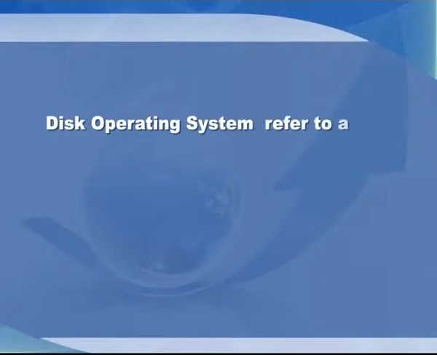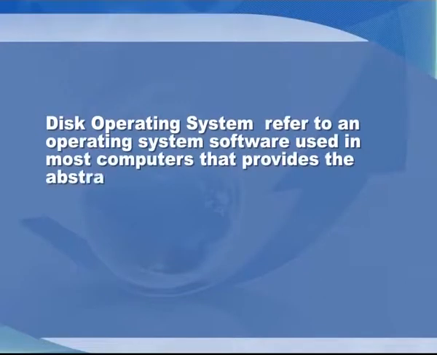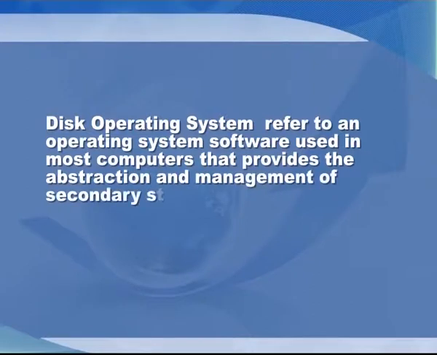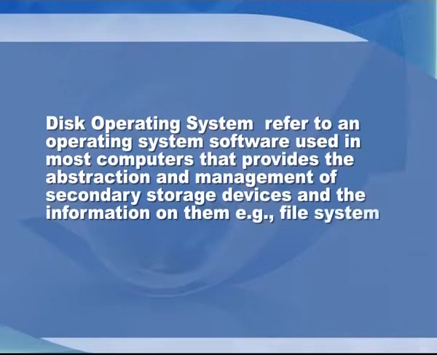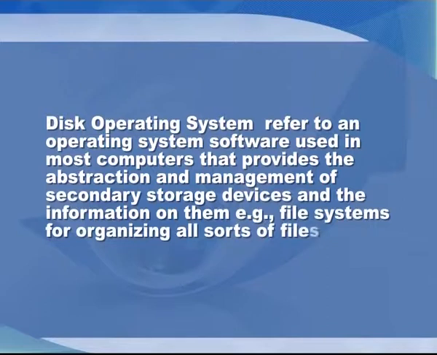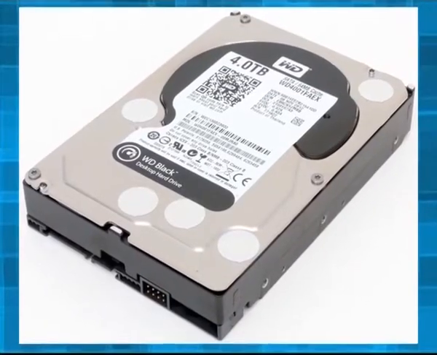Disk operating system refers to an operating system software used in most computers that provides the abstraction and management of secondary storage devices and the information on them. For example, file systems for organizing all sorts of files. Such software is referred to as a disk operating system when the storage devices it manages are made of rotating platters such as floppy disks or hard disks.